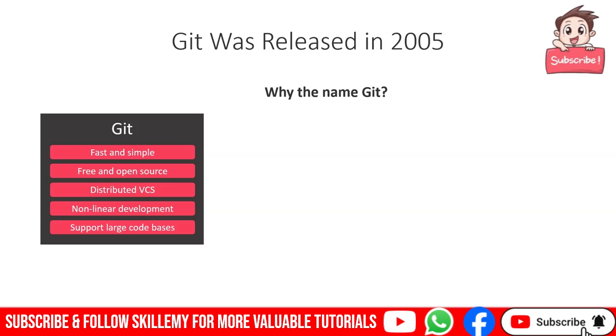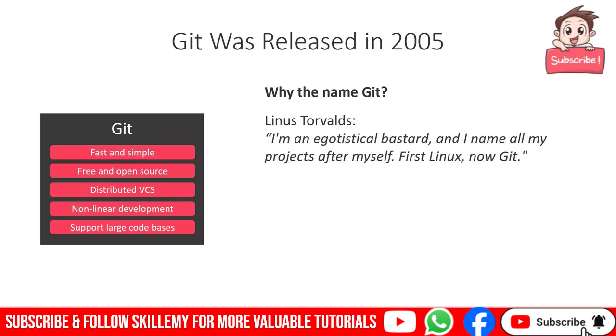Now, you might wonder, why the name Git? What is the meaning of this name? Git is actually British slang for a bad person. When Linus Torvalds, the creator of Linux, was asked this question, he said, "I am an egotistical bastard and I name all my projects after myself. First Linux and now Git." This is of course a super ironic statement.